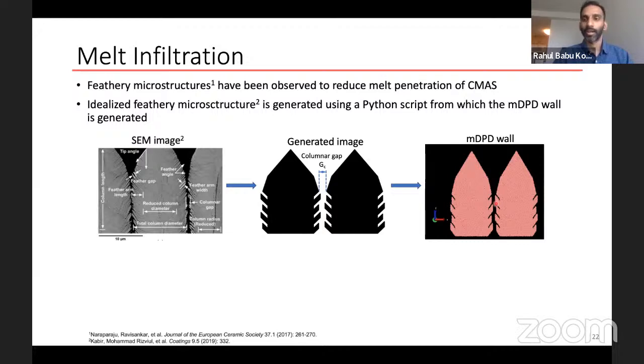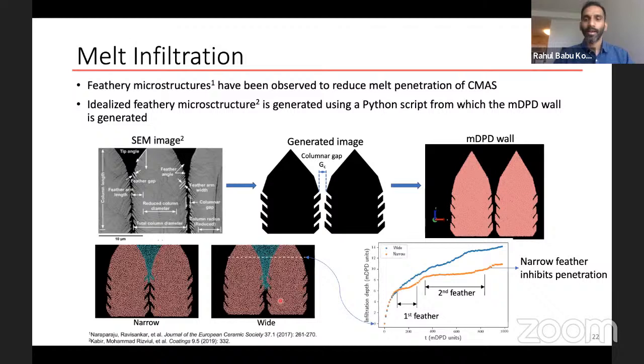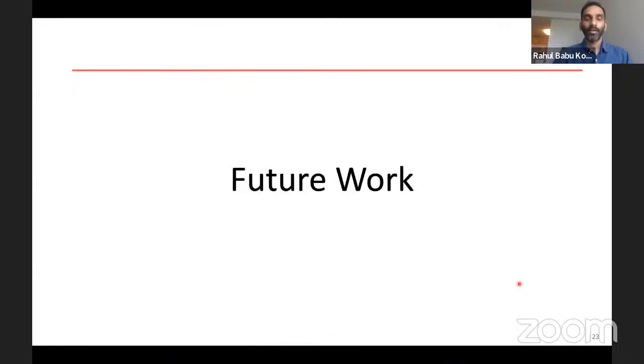In MDPD, we have here two different configurations. We looked at different spacing between these feathery microstructures. And we looked at the infiltration depth as a function of time, and no surprises here. The narrow feather is shown to inhibit penetration. These are some of the things that we have worked on in the past, and we are looking at them again now.